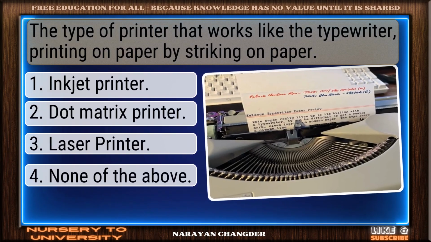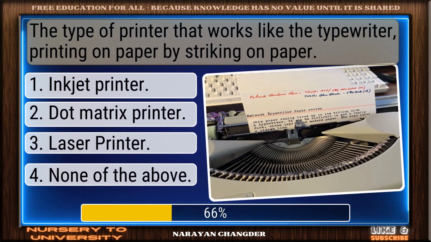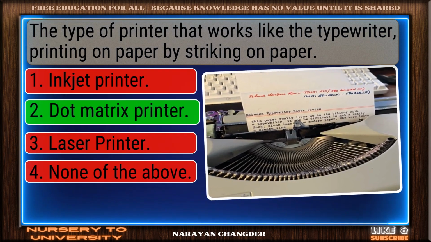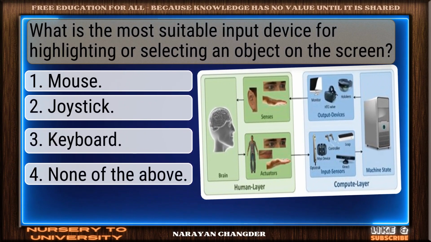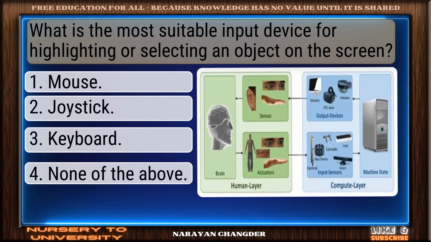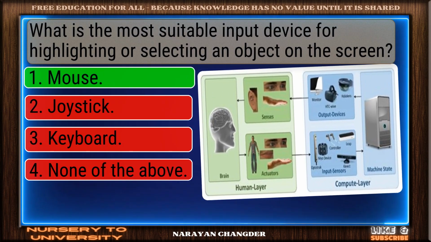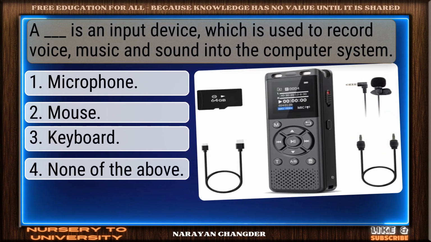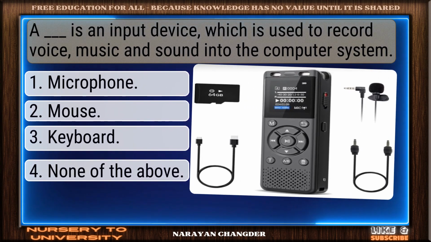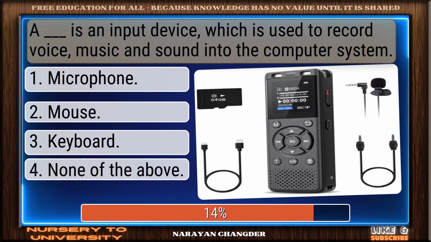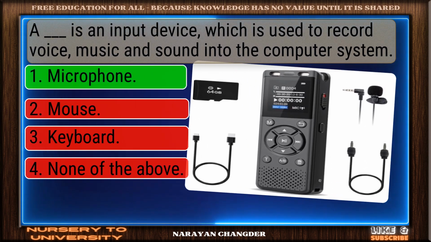The type of printer that works like the typewriter, printing on paper by striking on paper. Nice work. You chose dot matrix printer, and it is correct. What is the most suitable input device for highlighting or selecting an object on the screen? Bravo. Mouse is the answer. A dash is an input device which is used to record voice, music and sound into the computer system. Solid response. Microphone is a valid choice.